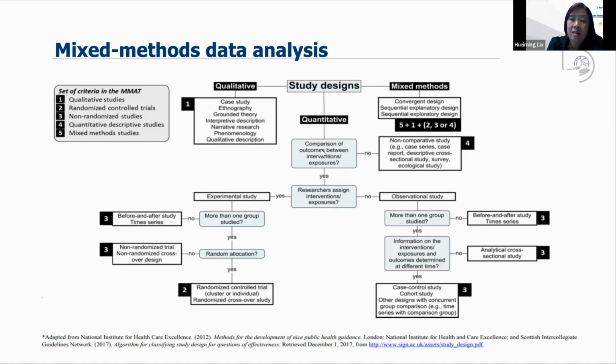So if there's intervention exposure, more than one group, then random allocation, you've got your RCTs, before and after, and then observational studies as well. And again, this is just to highlight the complexities of, when we say mixed methods, we have to think through the qual and the quant and the appropriate study design and rigor in both areas, and then also think through how you are actually going to integrate the data from both qual and quant.